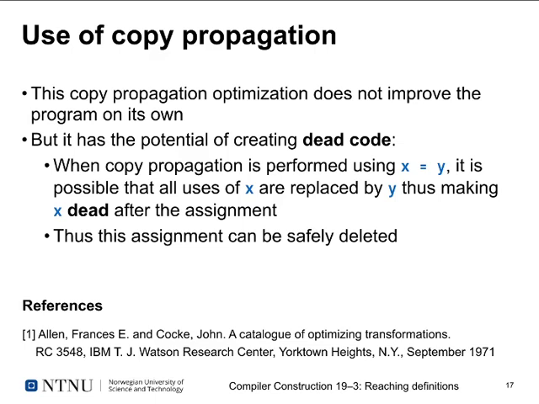And of course, again, this is a very old optimization, as we've seen with the other optimizations before. The first time I found it being mentioned was in an overview paper, a catalog of optimizing transformations by some IBM researchers, already from the year 1971.